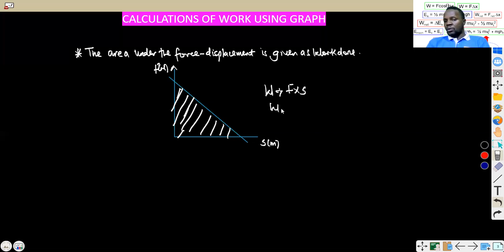So the area under the curve is what shape, my dear student? This is a triangle, and the formula is half base times height. So keep this at the back of your mind. It's very, very important. And that is the first one.